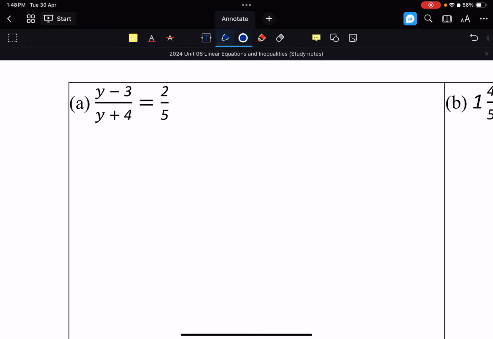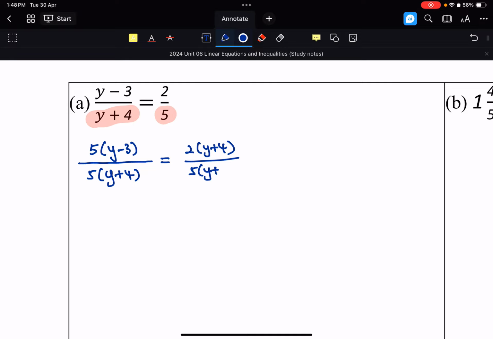Right, so over here, I can actually simultaneously multiply by 5, as well as multiply by x plus 4 at the same time. And that will give us the same value, because the denominator will be the same, the numerator will be the same. Okay, so just to show you how it works, in this case, if I multiply by 5 here, over 5y plus 4, this will be equals to 2y plus 4 over 5y plus 4.